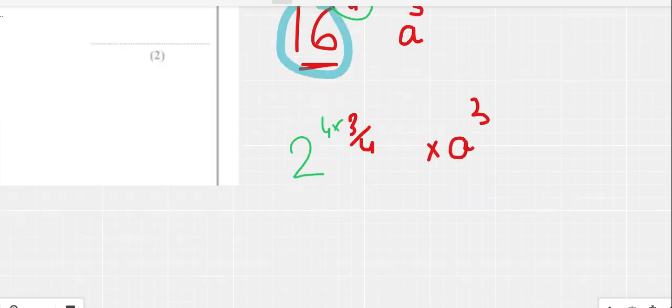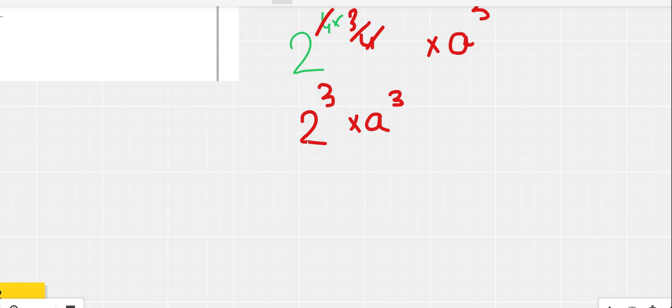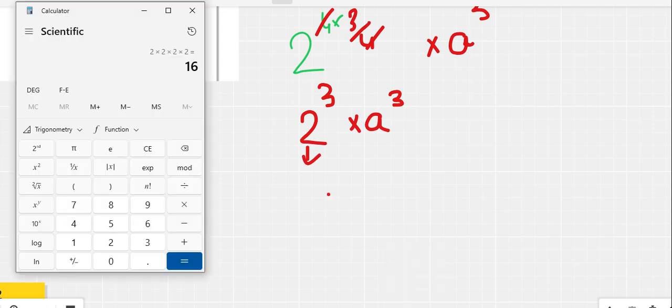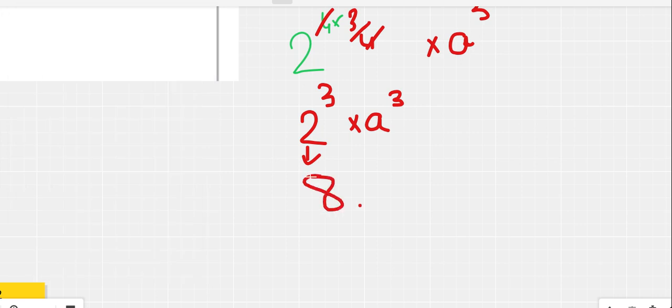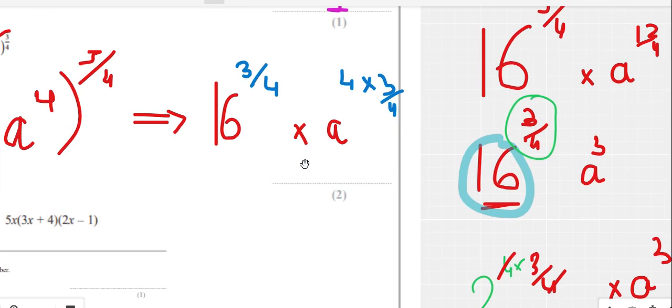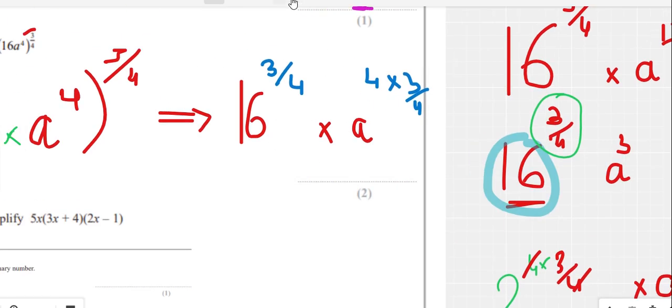Now the next thing: 4 divided by 4 is 1. So we got 2 cube times a power 3. And 2 cube we can also write in expanded form. 2 cube is 2 times 2 times 2, which is 8. So 8 times a power 3. This is our answer. So right here, 8 times a power 3.